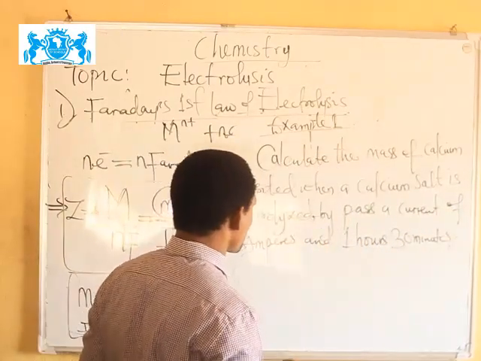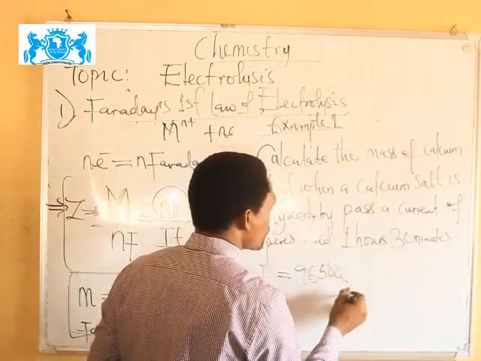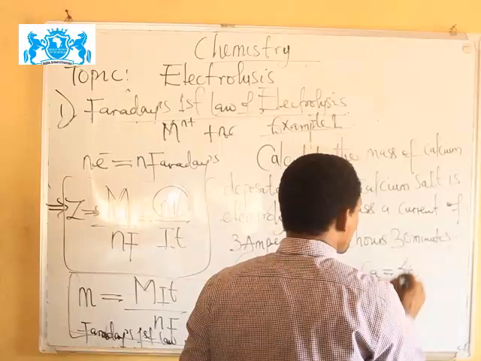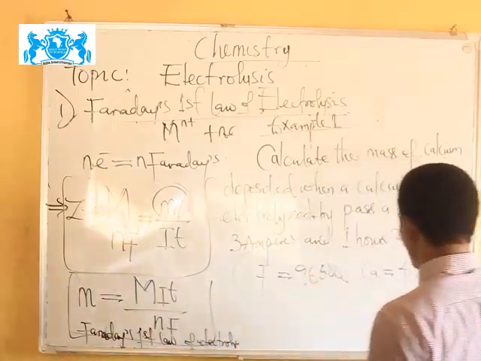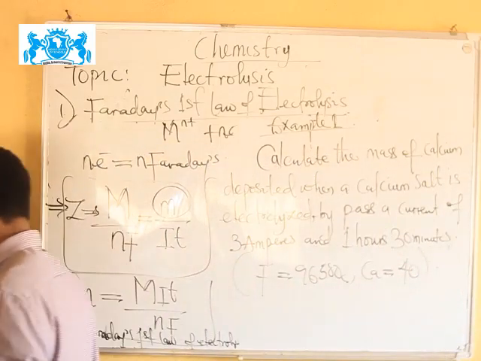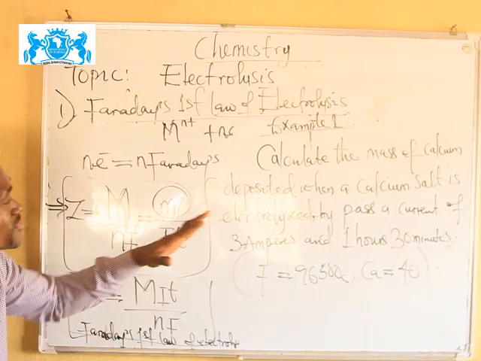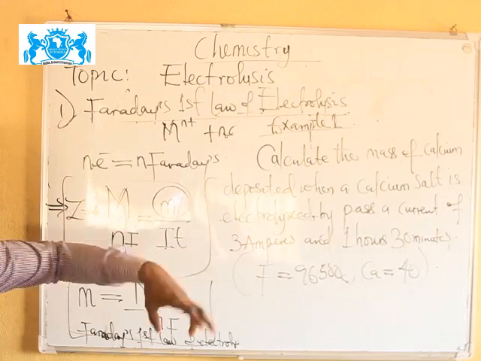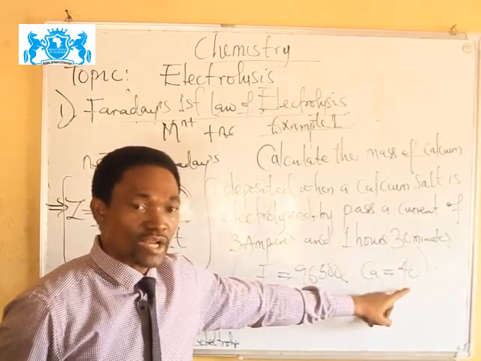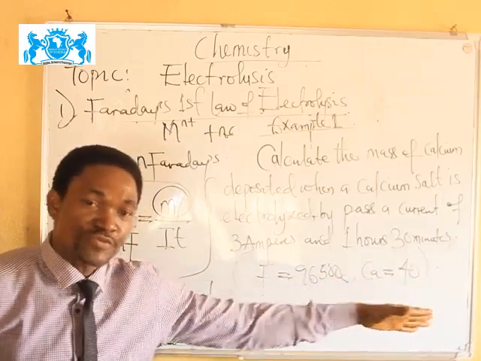In brackets, when we're given something like this, F is equal to 96500 coulombs, and Ca is equal to 40. Now, these are the only information you need to be able to analyze and solve to know the mass of calcium that will be deposited. You have been given the molar mass of calcium to be 40. Now you need to know the equation for the reaction.